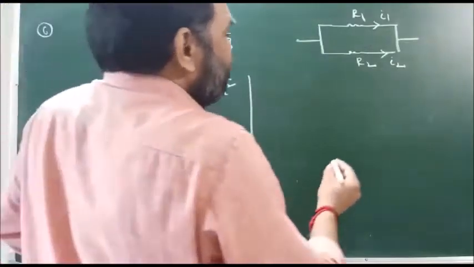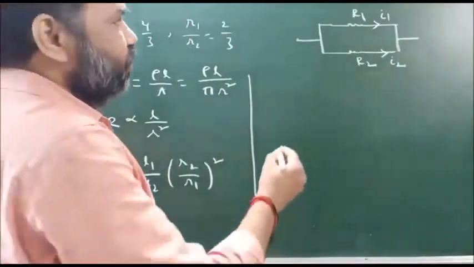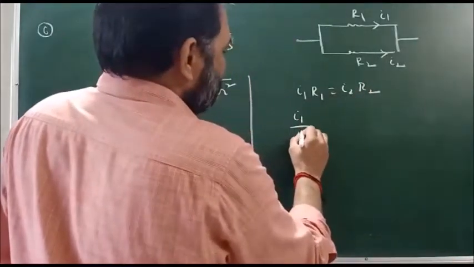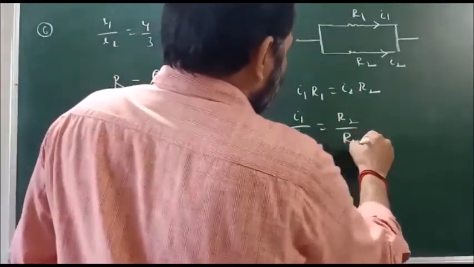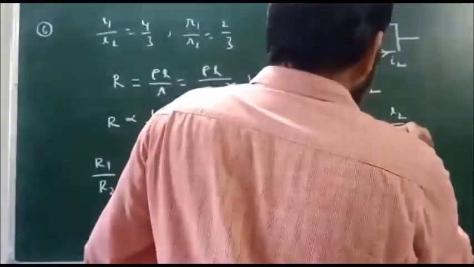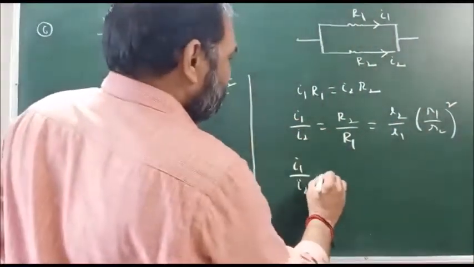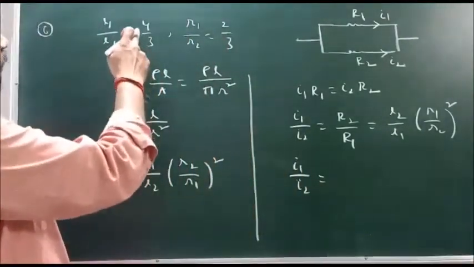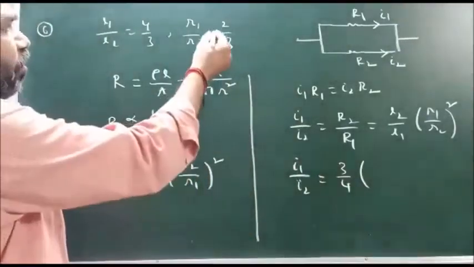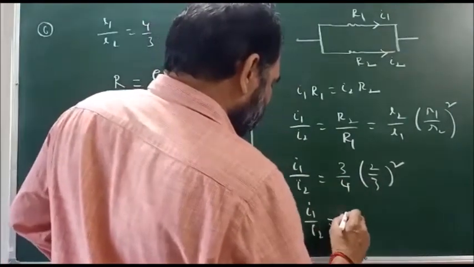If these two wires are present in parallel combination, the potential difference on the two wires remains the same. That is, we can write I1 R1 is equal to I2 R2. From this, we can write I1 by I2 is equal to R2 by R1. That is equal to L2 by L1 into r1 by r2 whole square. By substituting, we know that L1 by L2 is 4 by 3, therefore L2 by L1 is 3 by 4, into r1 by r2 is 2 by 3 whole square. This implies I1 by I2 is equal to 1 by 3.